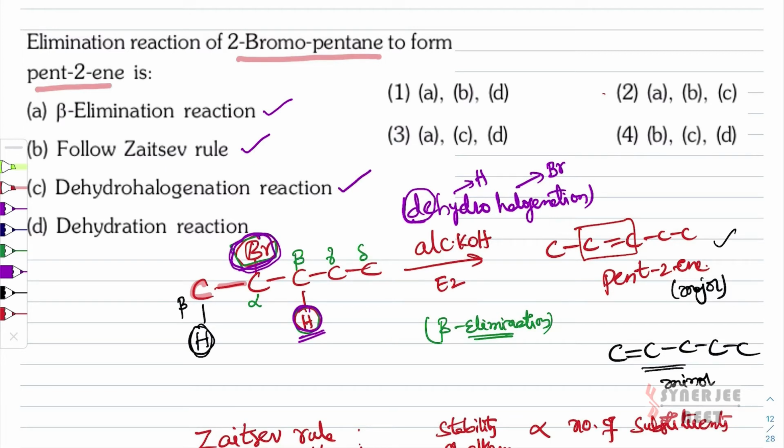Dehydration. Dehydration means loss of H and OH. If H and OH are lost, then it is called dehydration. It is not happening here. So this is a wrong option. So A, B, C is given only in the second option. So this is the right answer.